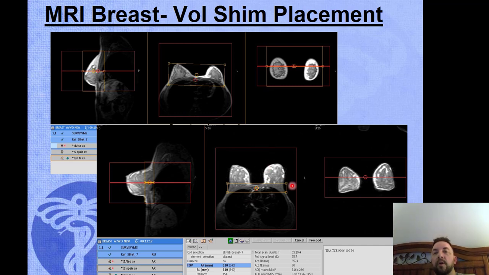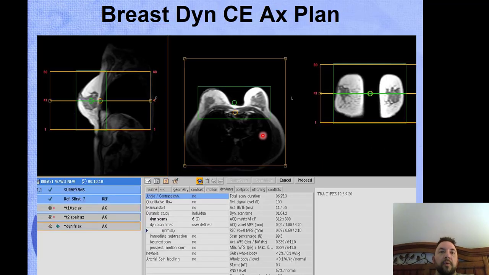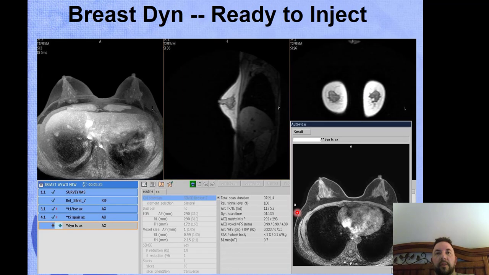Other techniques include only using one breast, if that's the one that's not fat satting. So those are other methods of achieving that. So we do a good shim. We have a dynamic scan time here in this example of 1:04. We want to keep each dynamic run under 1:30, closer to 1:20, but definitely not to exceed 1:30 in all types.